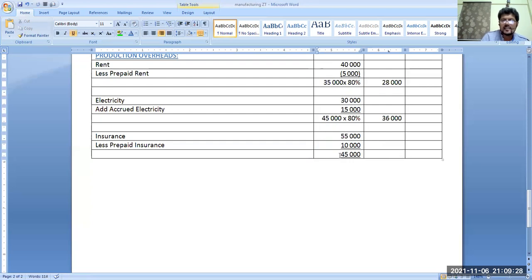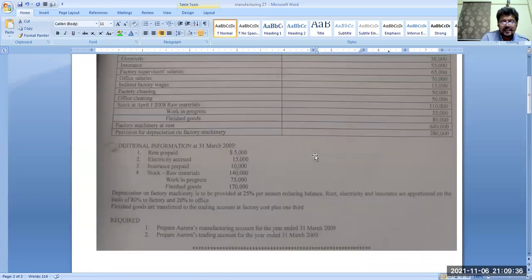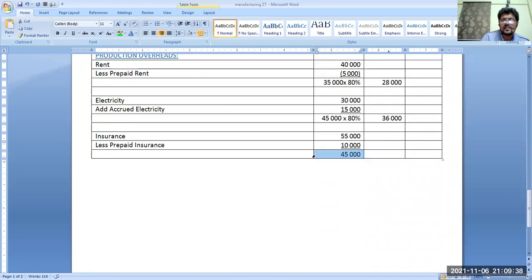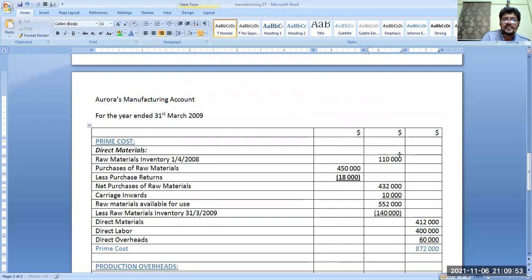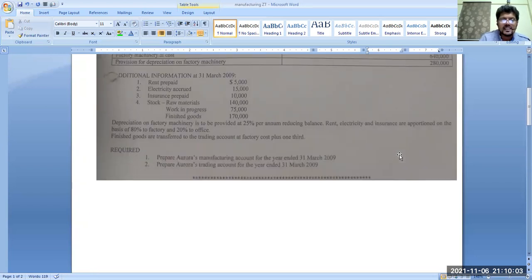And I think insurance is also, we have to take 80%. Yes, 80% to factory. So what we are going to do, 45,000 multiplied by 80%, is how much? Again, sorry, 36,000 is already done for electricity also, 36,000. Now after insurance, factory supervisor salary is 65,000 and I don't think there is any adjustment for that.